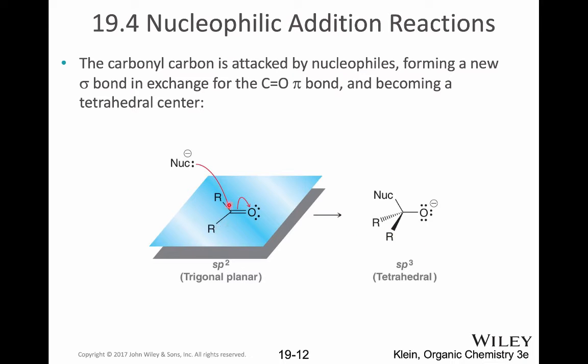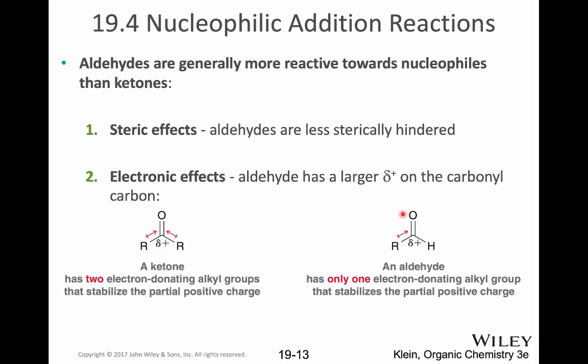Notice that the carbonyl is planar here, sp2 hybridized. When you do the nucleophilic addition reaction, you're making a new sp3 tetrahedral center there. Now, when you think about aldehydes and ketones, you might think that maybe they have the same reactivity, and you'd be wrong. Aldehydes are generally more reactive toward nucleophiles than ketones. Now, this isn't a hard and fast rule. You can make ketones more reactive than aldehydes by adding other electron withdrawing groups nearby to the ketone. But in general, if you're comparing similarly structured aldehydes and ketones, the aldehyde will be more reactive.